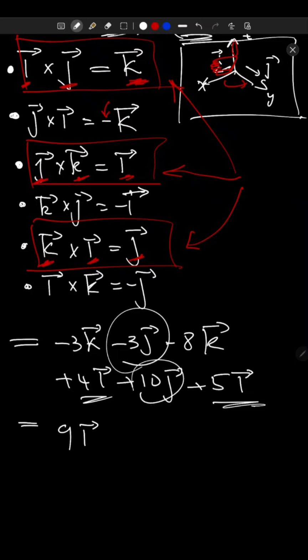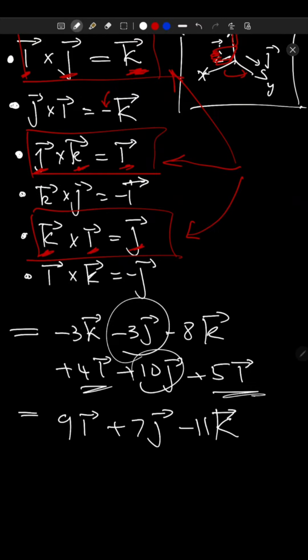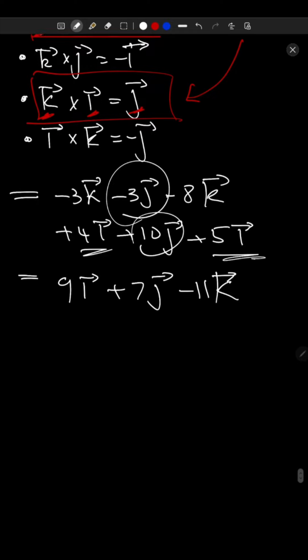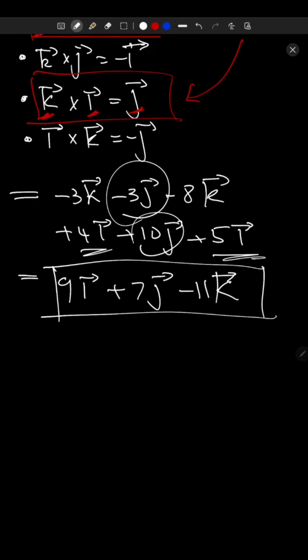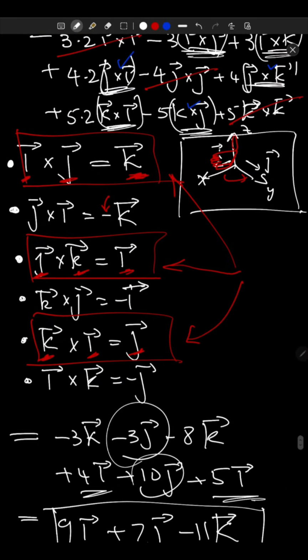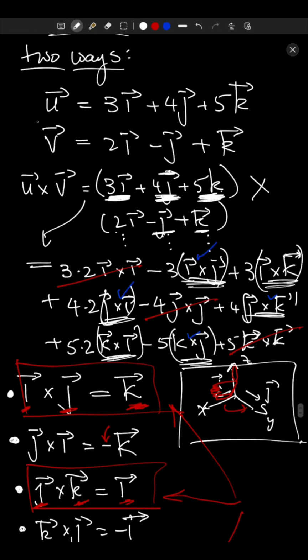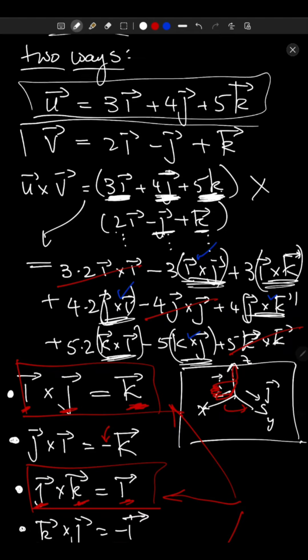Minus 3 and 10, 7j, and minus 11k. Okay, and you can always check your answer. This vector here should be perpendicular to both u and to v. That's actually one of the major applications for the cross product. It allows us to find vectors that are perpendicular to two vectors that we already have. Sounds like why would we care about that? But it's surprisingly useful.